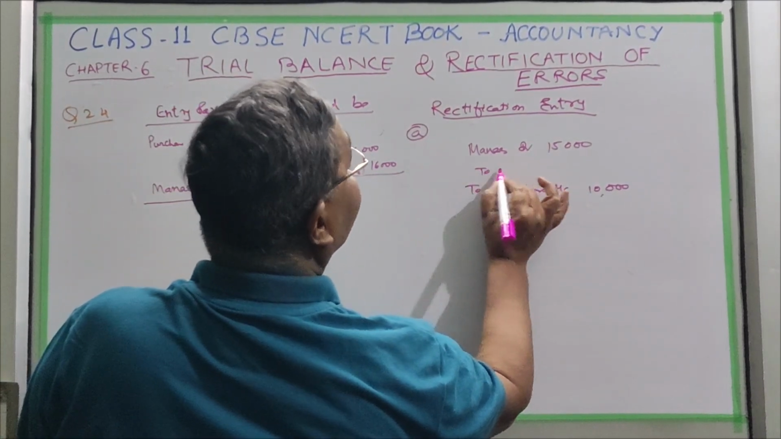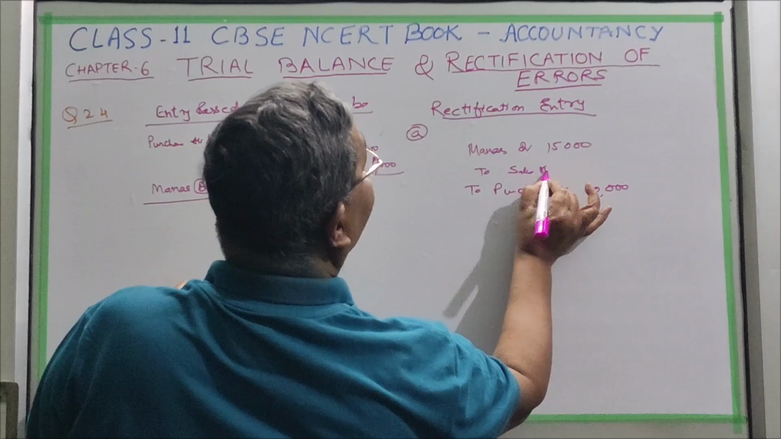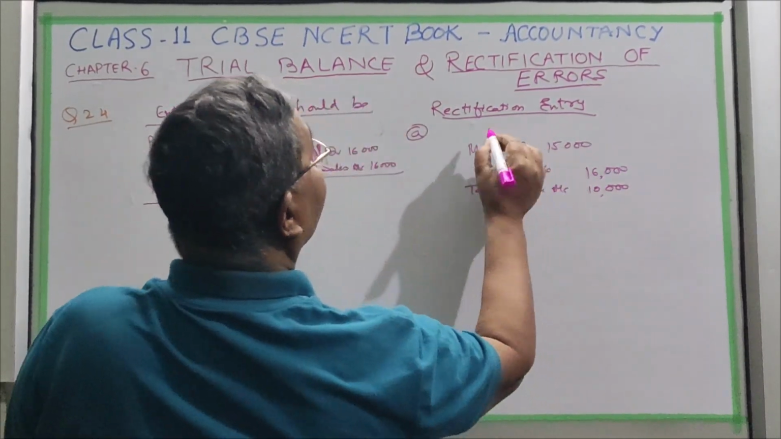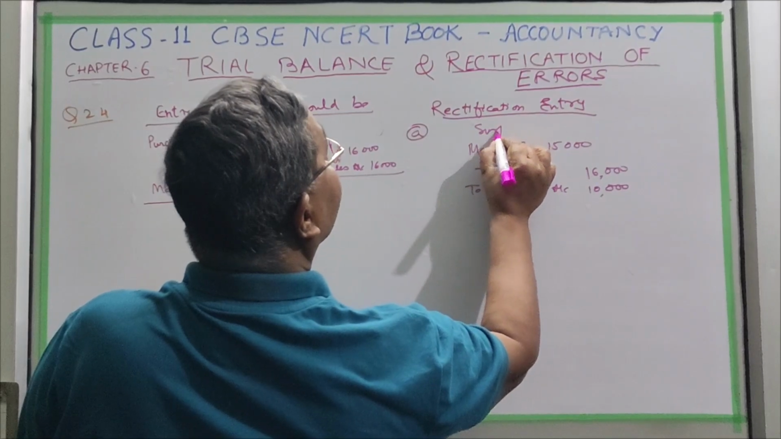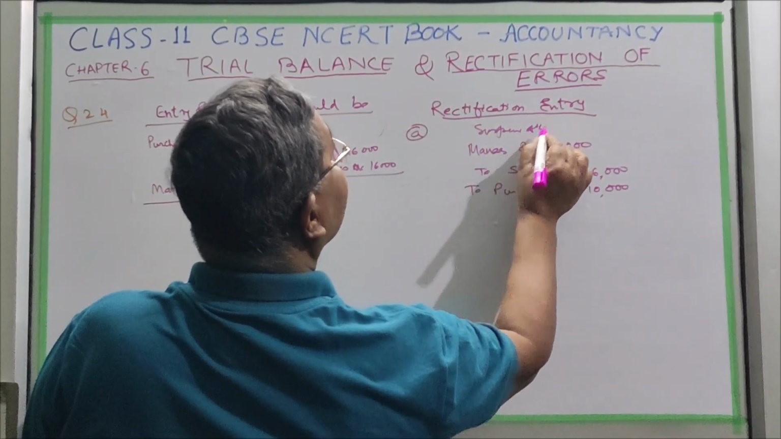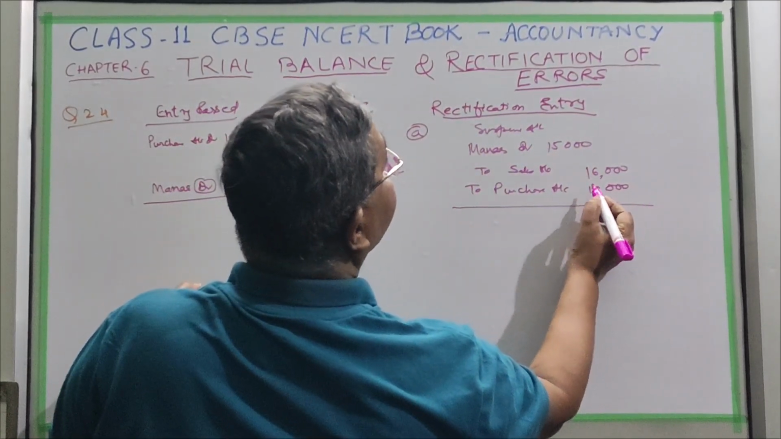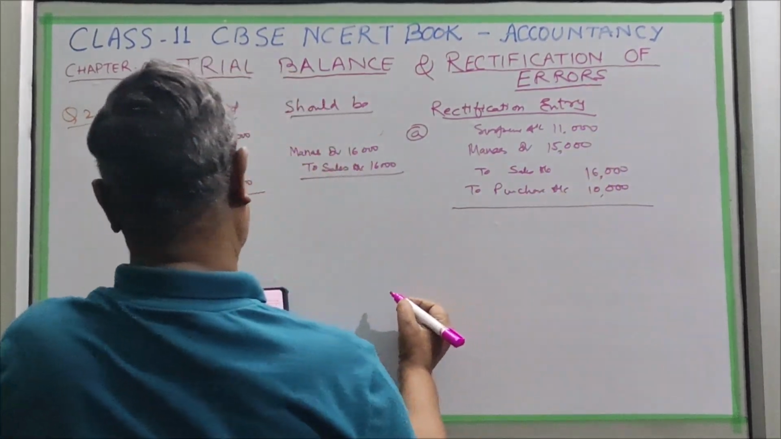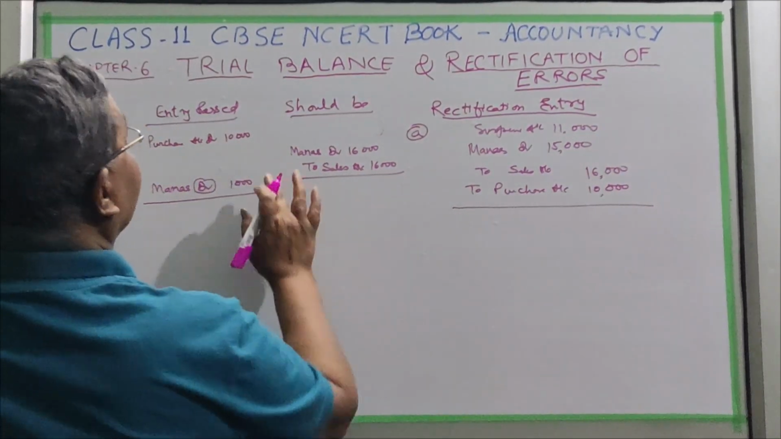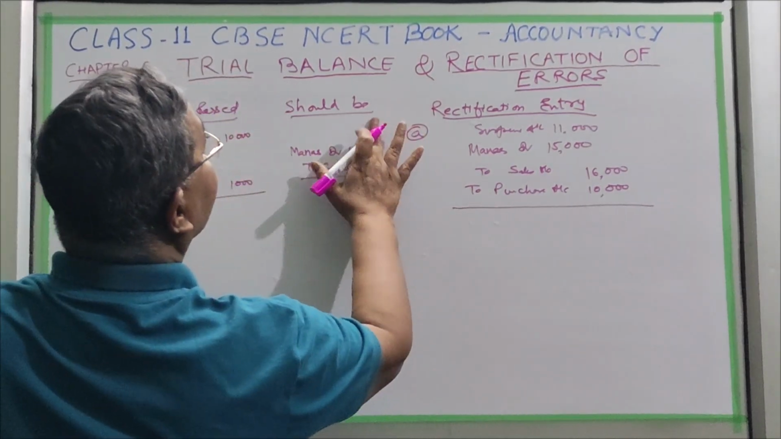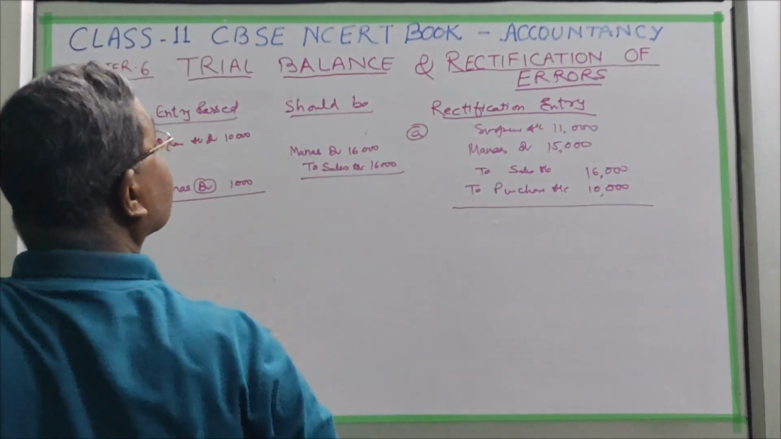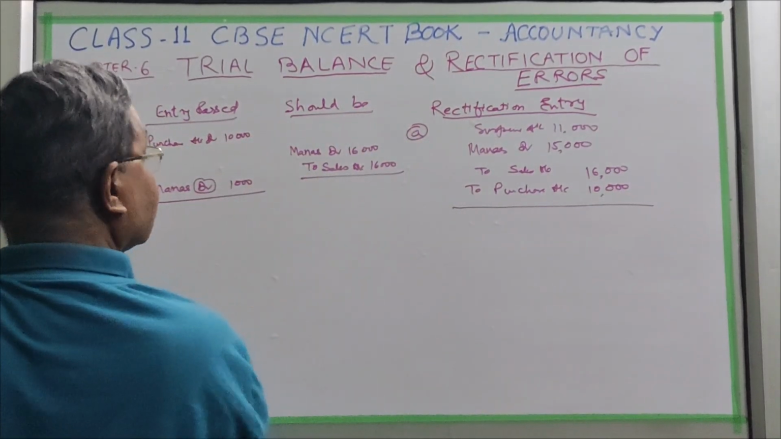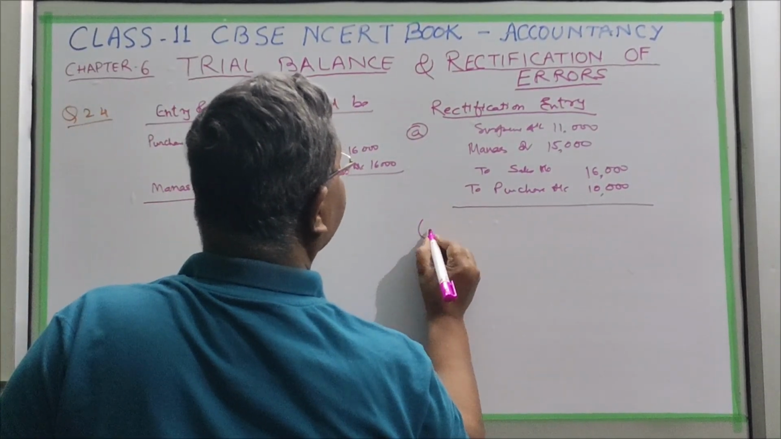And sales account also to be credited. To sales account 16,000. So difference suspense account 26 and 11. So this will be the position. Okay. This is the position. Then B part.